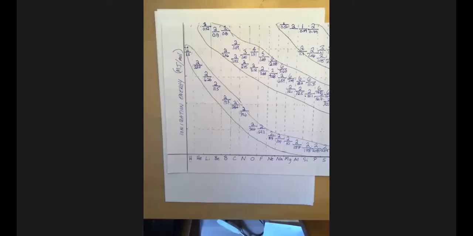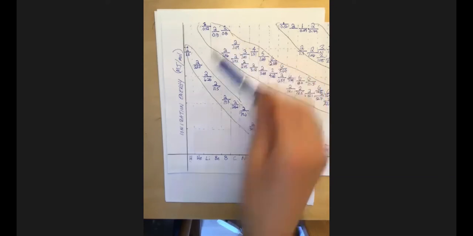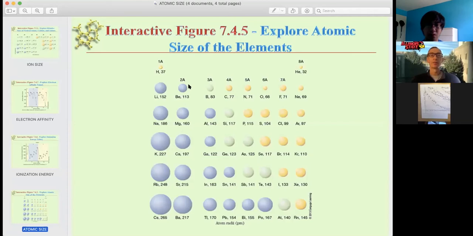So using this graph from the photoelectron spectroscopy, we can get some ideas about some different patterns. Okay, let's look at the next one. I've got beryllium. Should beryllium be bigger or smaller than lithium? It looks like the electrons are lower down. So yeah, beryllium should be smaller than lithium. And beryllium is 113 picometers as opposed to 152 picometers. It's smaller.